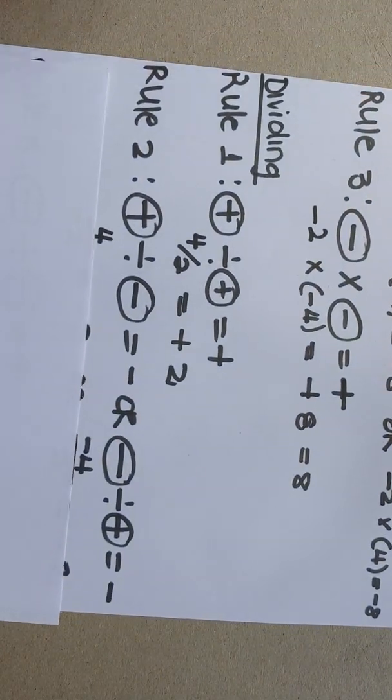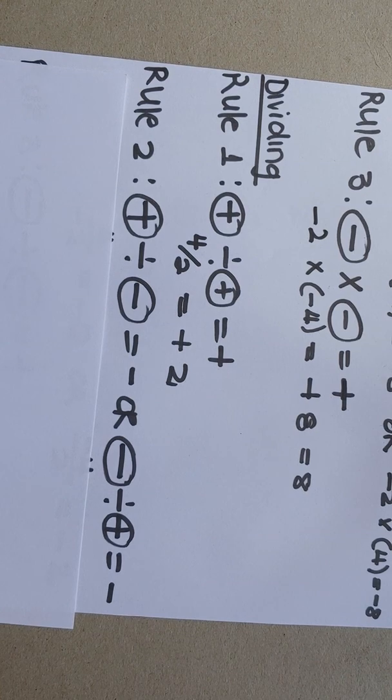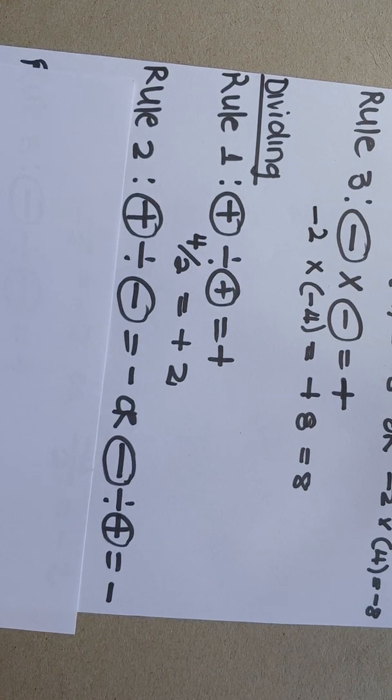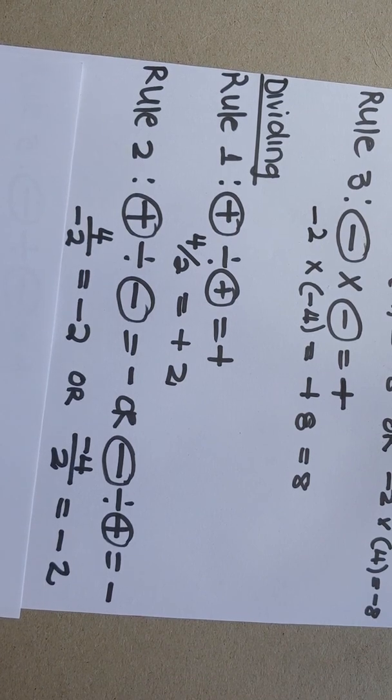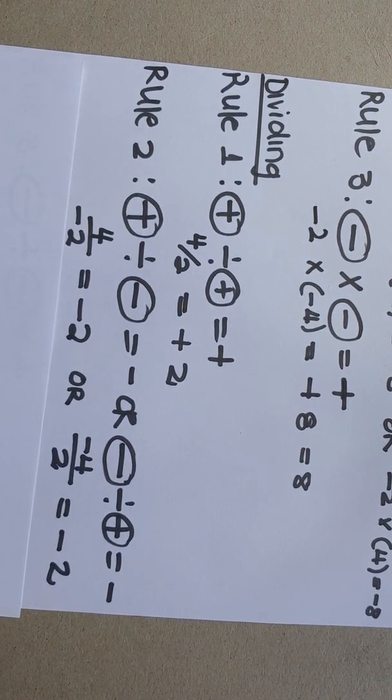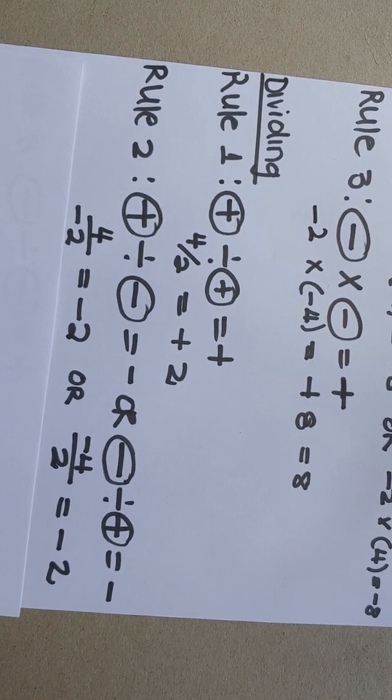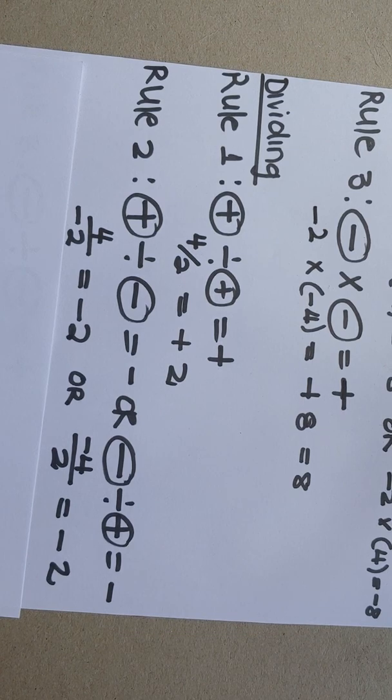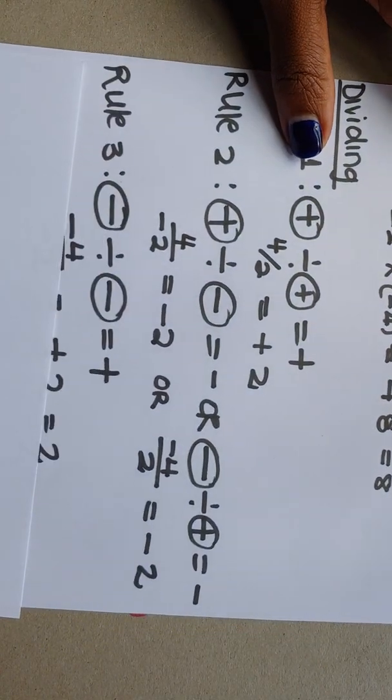Rule number 2 expects us to divide a positive and a negative. It also has 2.1 and 2.2. So 2.2 says you divide a negative and a positive, you also get a negative. In an example that is positive 4 divided by negative 2, our answer becomes negative 2. Or when your 4 is negative and you divide it by 2, you also get a negative 2.